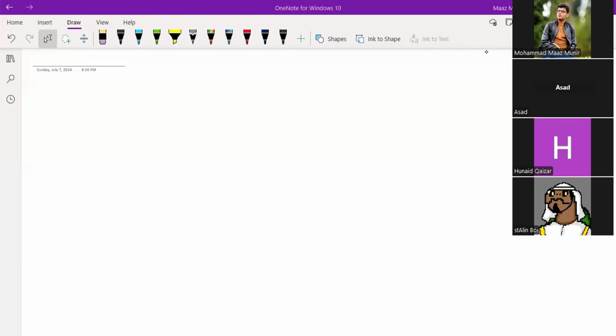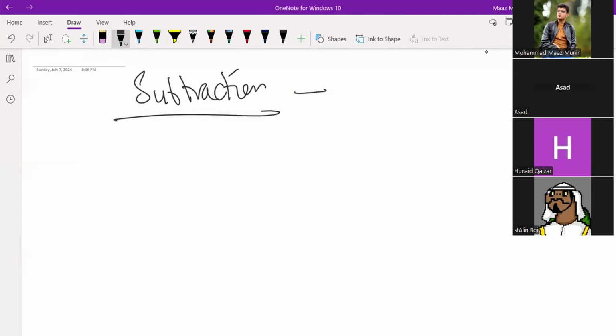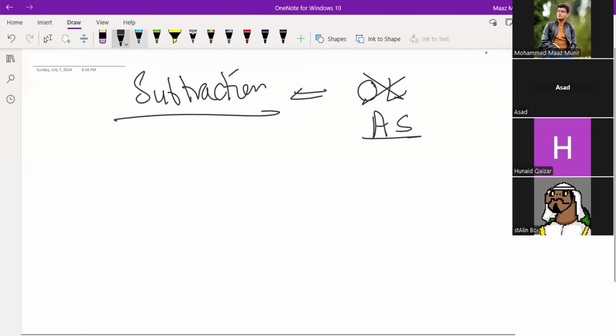All right, starting again. Now we're going to be discussing subtraction. Subtraction in binaries. This is a new concept again. This was not in O levels and this has been introduced in your AS syllabus. Now, how do we subtract two binary values?